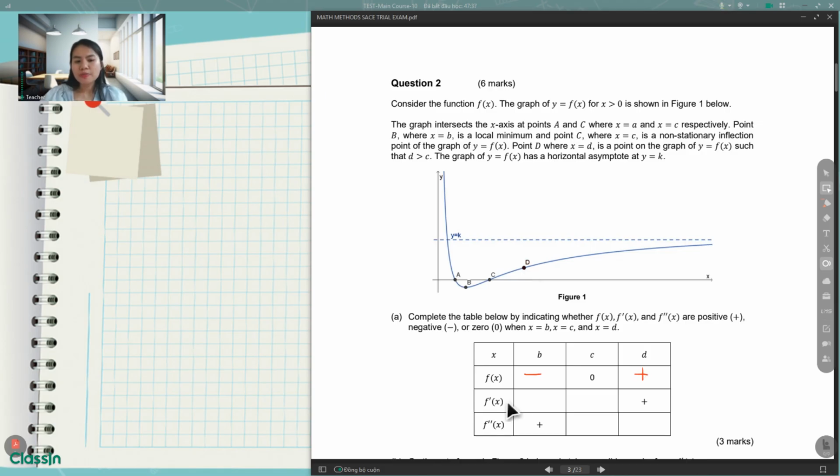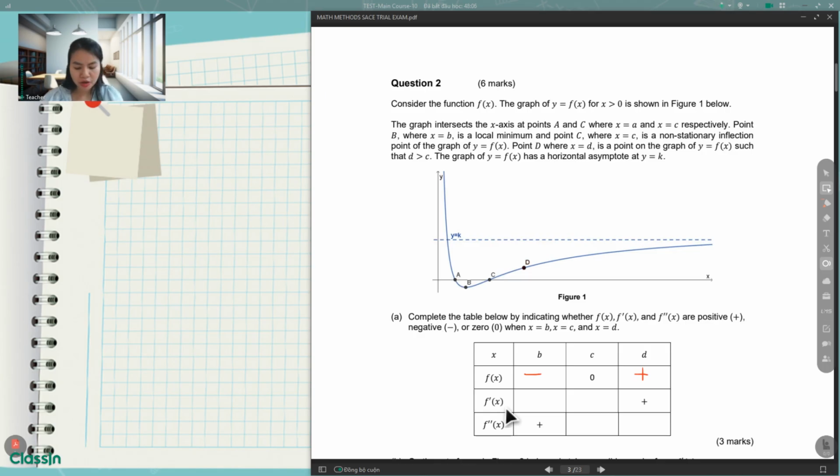Now, how can you determine the sign of the first derivative? The first derivative is the gradient or slope function. You will take a look at the graph at which interval the graph is increasing, indicating that the slope or the gradient of the tangent on that interval is positive. And if the graph is going down from left to right, which means decreasing, then the derivative is negative.